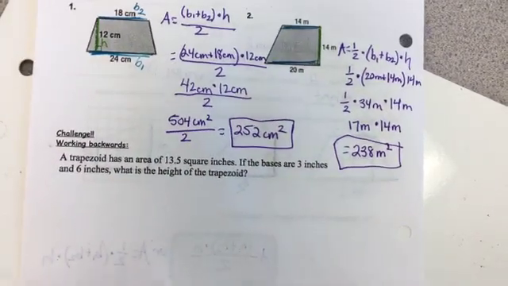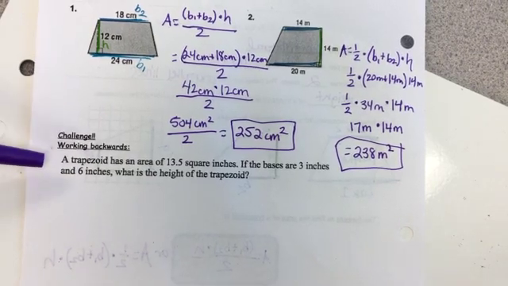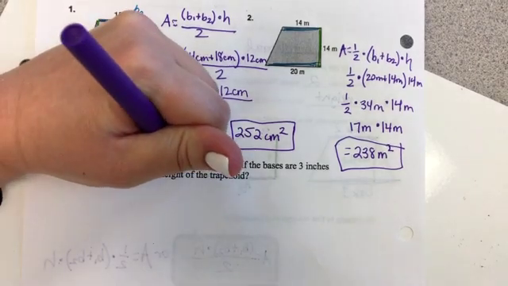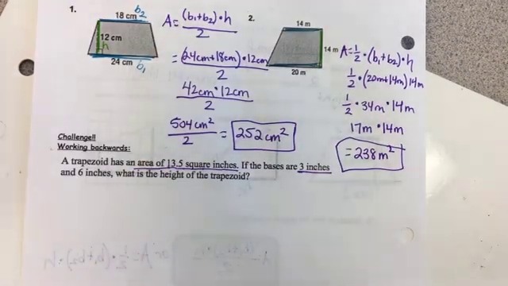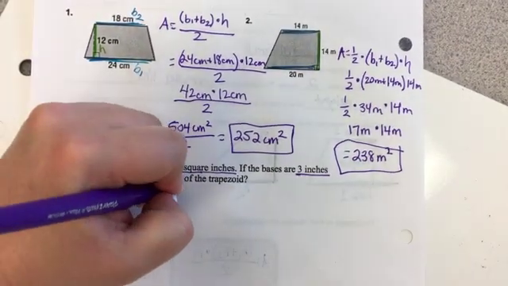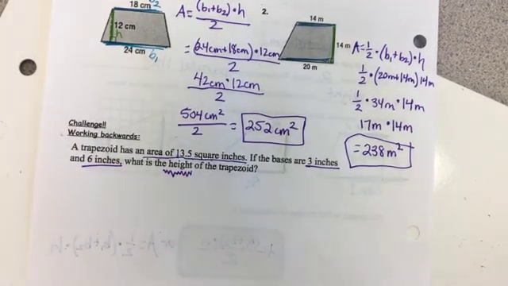All right, the next one's a challenge, but we're gonna go through it. We're gonna follow the same steps that we've been following for working backwards with triangles and parallelograms. So a trapezoid has an area, I'm gonna underline important information, of 13.5 square inches. If the bases are 3 inches and 6 inches, so we've got our 2 bases, what is the height of the trapezoid? So first, I'm gonna start with my formula.